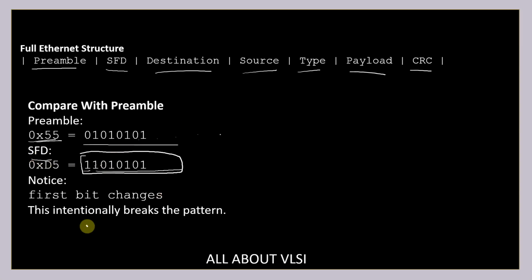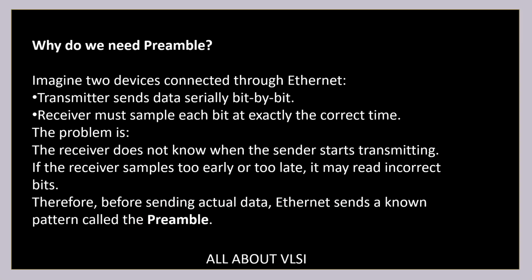So the first bit is changing. This intentionally breaks the pattern. Here we are trying to break the pattern so that the receiver will come to know that the preamble has been completed and the SFD is being sent next. So why do we need a preamble? That is what we are discussing now.